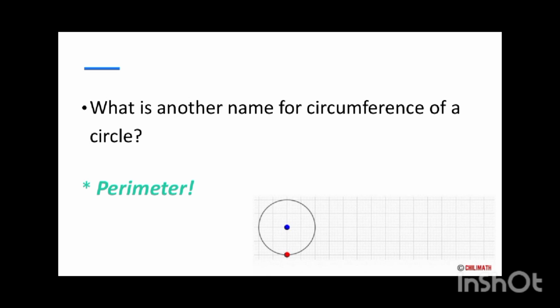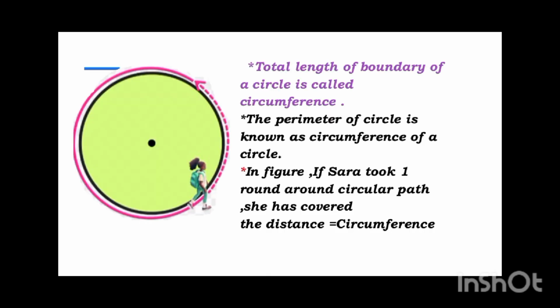So the total distance around a boundary is the circumference. What is the name for the perimeter of a circle? So the total length of the boundary of a circle is called circumference. The perimeter of a circle is known as the circumference of a circle. In the figure, if Sarah took one round around the circular bar, she has covered a distance. That distance is called the circumference.